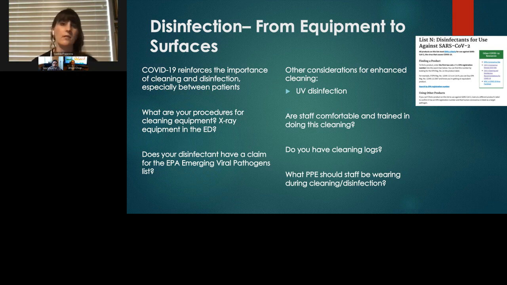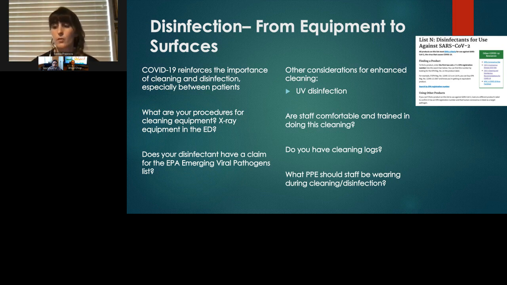And do you have cleaning logs? I mean, is there a certain process that you have in place for every post-patient use? Is that being cleaned and disinfected? So these are little things to keep in mind, and frankly, questions I've been getting increasingly during the COVID-19 pandemic. So one other piece to this is what PPE should be worn during the cleaning and disinfection.